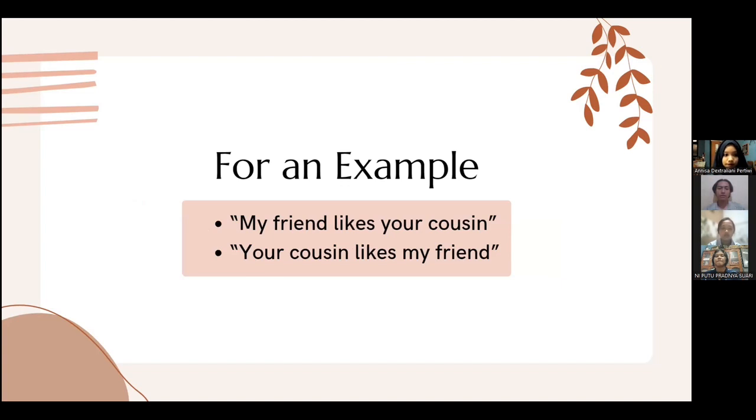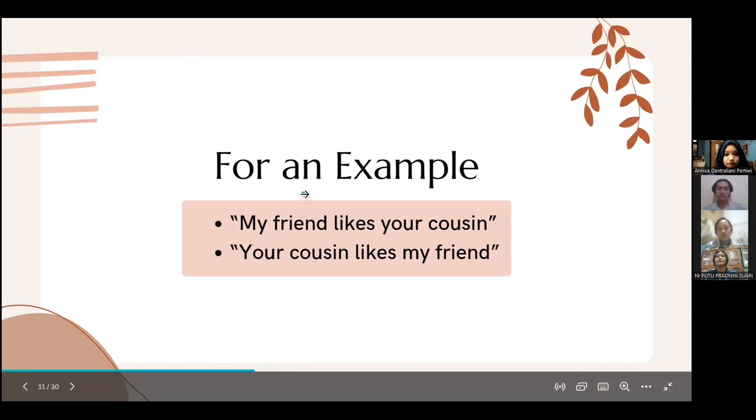Now, for example, this information is crucial to understanding the meaning of a sentence. For example, "my friend likes your cousin" and "your cousin likes my friend." The grammatical relations of sentence 1 and sentence 2 are reversed. So the otherwise identical sentences have very different meanings.